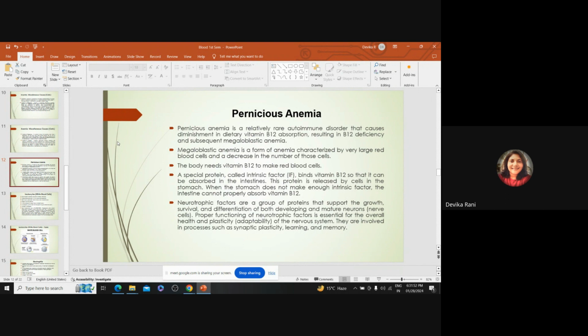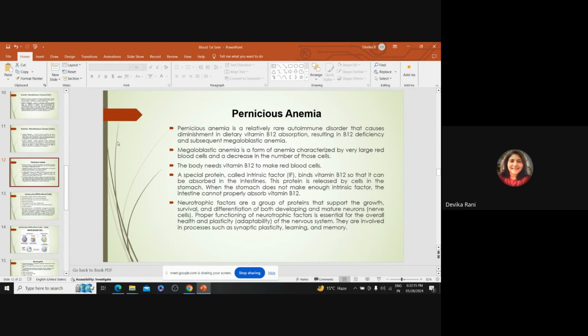So, the body needs vitamin B12 to make red blood cells. A special protein called intrinsic factor binds vitamin B12 so that it can be absorbed in the intestines. This protein is released by cells in the stomach. So when the stomach does not make enough intrinsic factor, then the intestine cannot properly absorb vitamin B12.